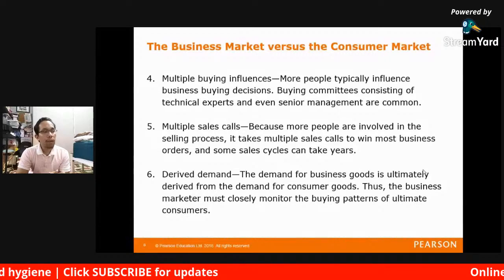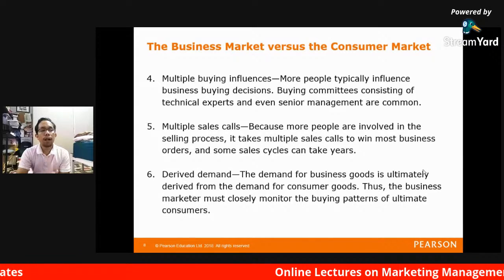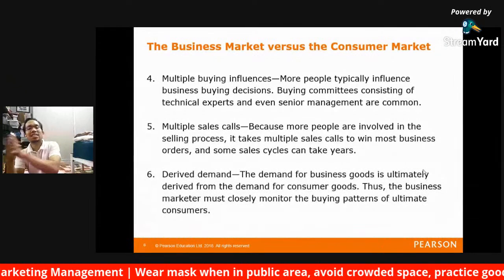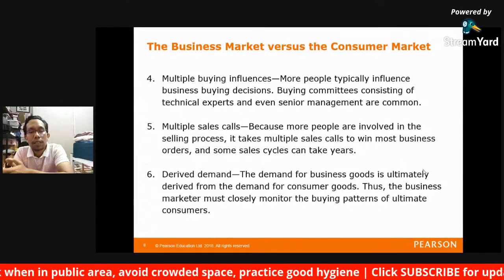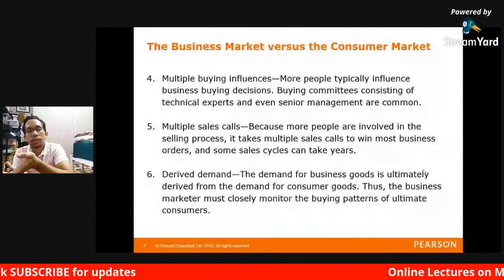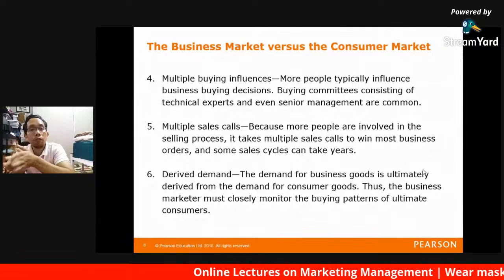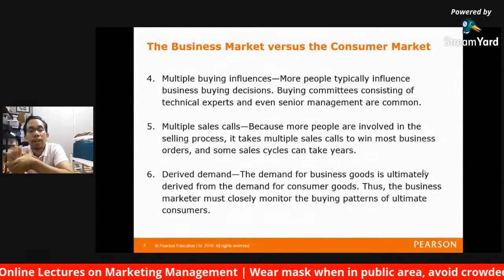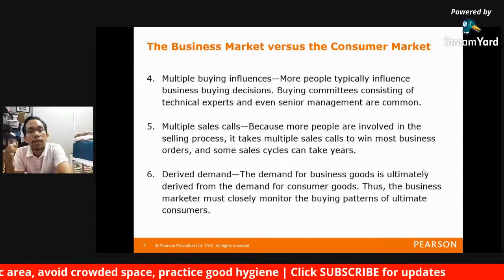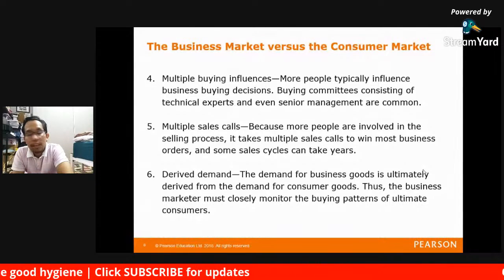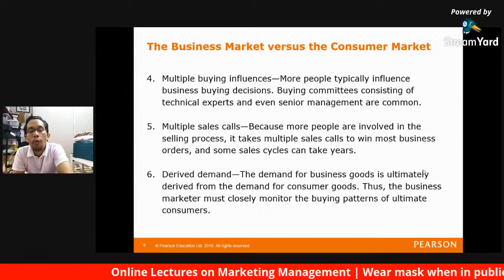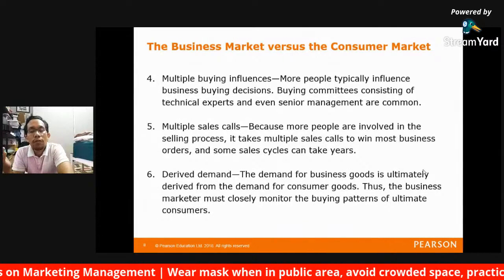So the business marketer must closely monitor the buying pattern of the ultimate customer. Why? Because if they buy too many or exceed the demand, what happens? There is a surplus in terms of inventory. That raw material has its own expiry, its own shelf life. How to deal with that if the date is overdue? It may become a disaster. It is a disaster for a business having so much inventory, overspending.